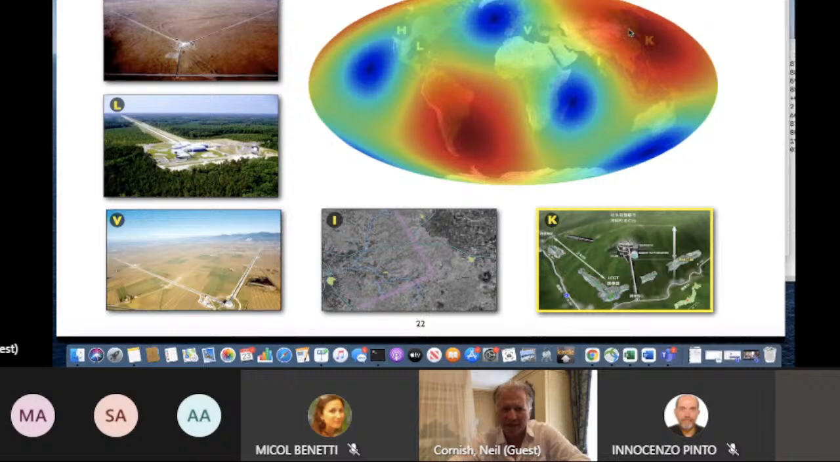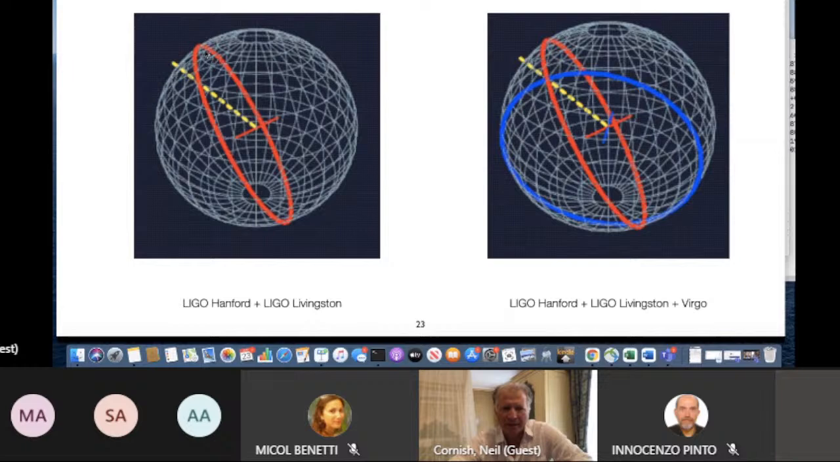These are fairly broad responses on the sky, so the antenna patterns aren't super informative, so we get most of the information from the time delays. So with just two detectors, the line of equal arrival time defines a ring on the sky, whereas with three detectors, so if you combine, say, the two LIGO detectors and also Virgo, the equal time delay rings then pick out two possible points on the sky where the signal could be coming from, and then that tie kind of gets broken by the antenna response.